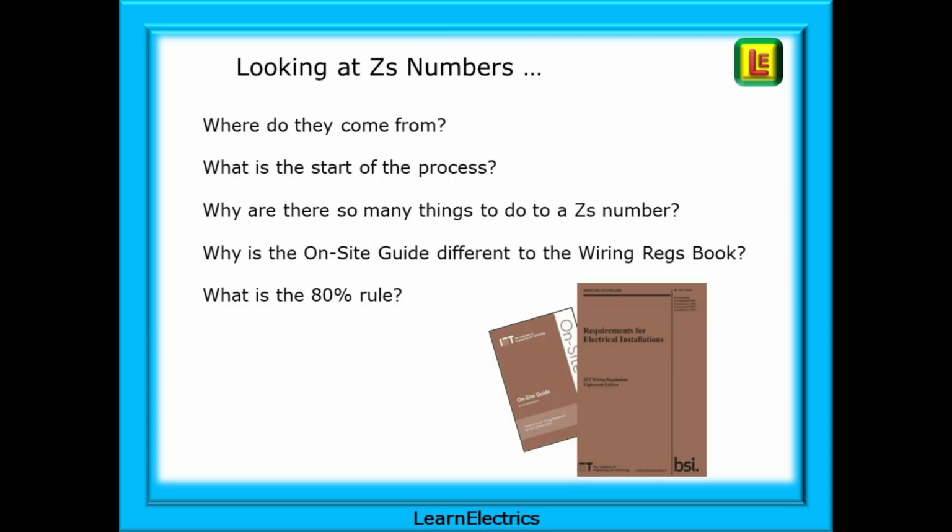When looking at ZS numbers, many learners will ask, where do they come from? What is the start of the process? Why are there so many things to do to a ZS number? What is the 80% rule? And why is the on-site guide different to the wiring regulations book?